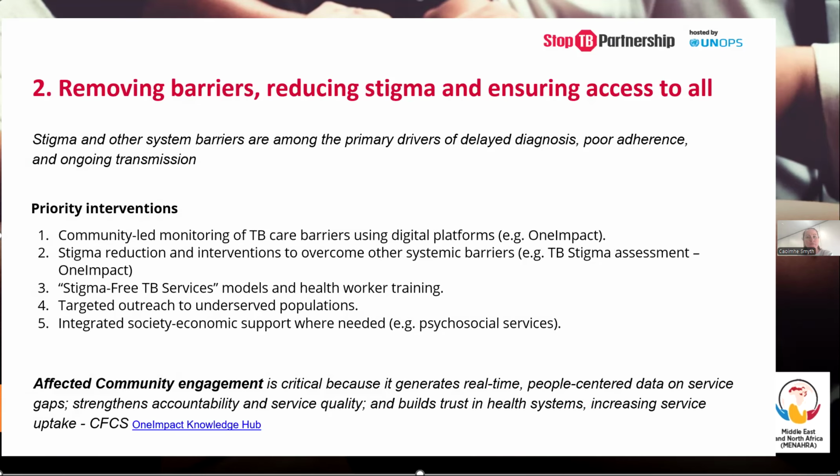Number 2, which we have spoken about and heard in particular from our community partners, is removing barriers, reducing stigma and ensuring access for all people, because as we know, stigma and other system barriers are among the primary drivers of delayed diagnosis, poor adherence, and ongoing transmission. So the priority interventions that we are recommending are community-led monitoring of TB care barriers, as we've heard from our partners before, notably Unpacking, as the largest CLM platform in TB, if not in other areas.